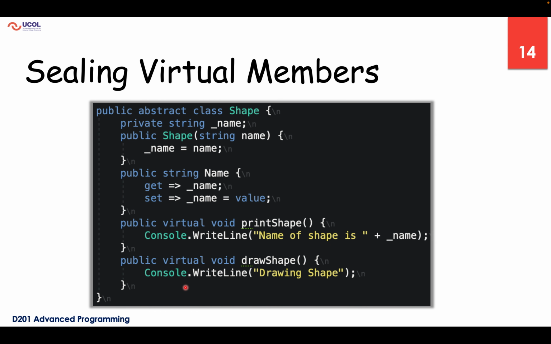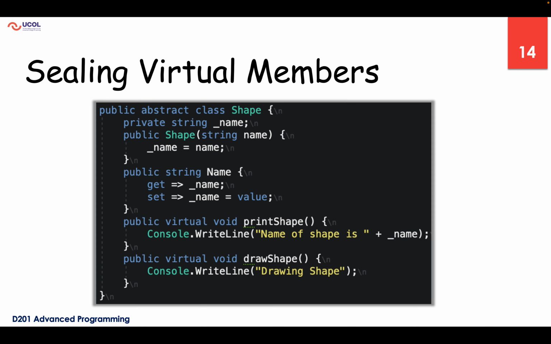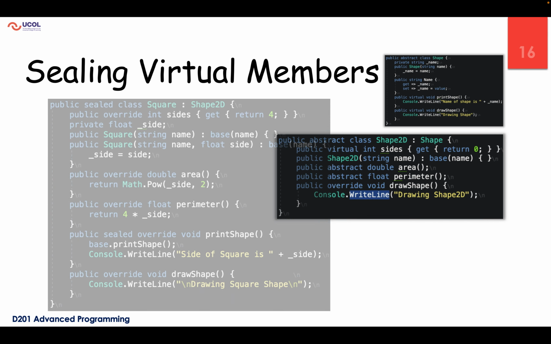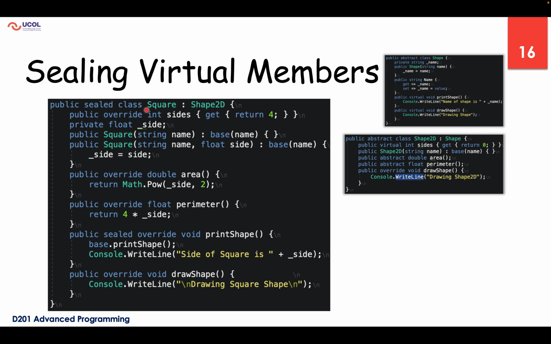Sealing the virtual members. So in the shape we have the string name, we have print shape, we have draw shape methods, okay. And then in the shape2d class, which is an abstract class, we have overridden those virtual methods. We override one method, we don't need to override all the methods, but we have only overridden one specific method, okay. And then in the child class, we have completed that implementation.